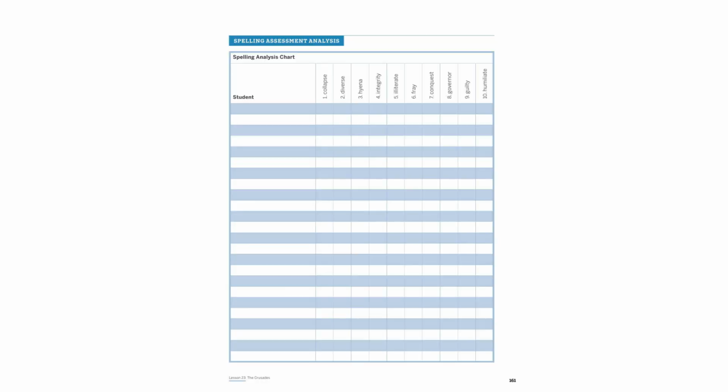Analyze spelling errors using the spelling analysis chart. Focus on words like collapse, diverse, and hyena. Identify patterns in errors, such as vowel confusion or issues with multisyllable words. This helps tailor instruction to address specific student needs, enhancing their spelling proficiency.